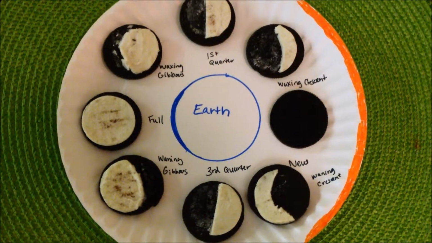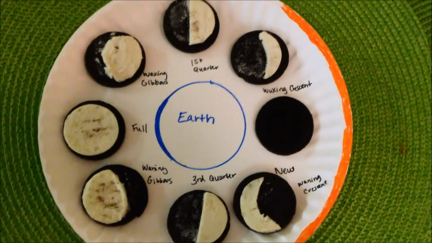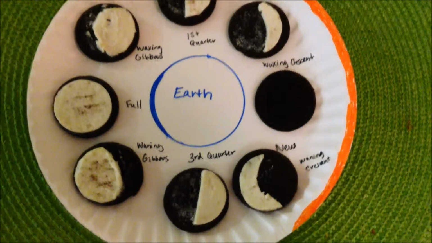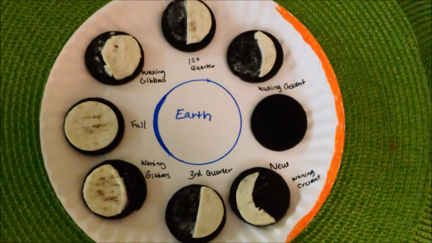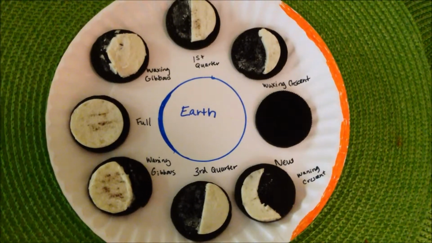The first quarter and third quarter, or half moons, occur when the moon is lit at a 90-degree angle to the Earth and Sun. We see exactly half of the moon illuminated and half in shadow. These are the first four main phases.